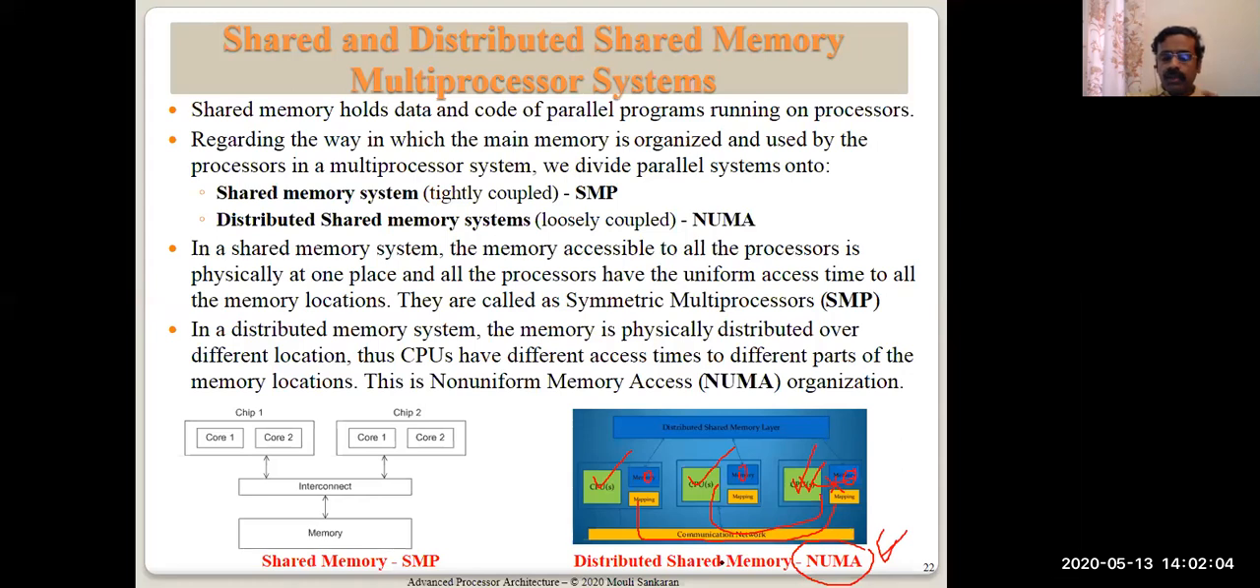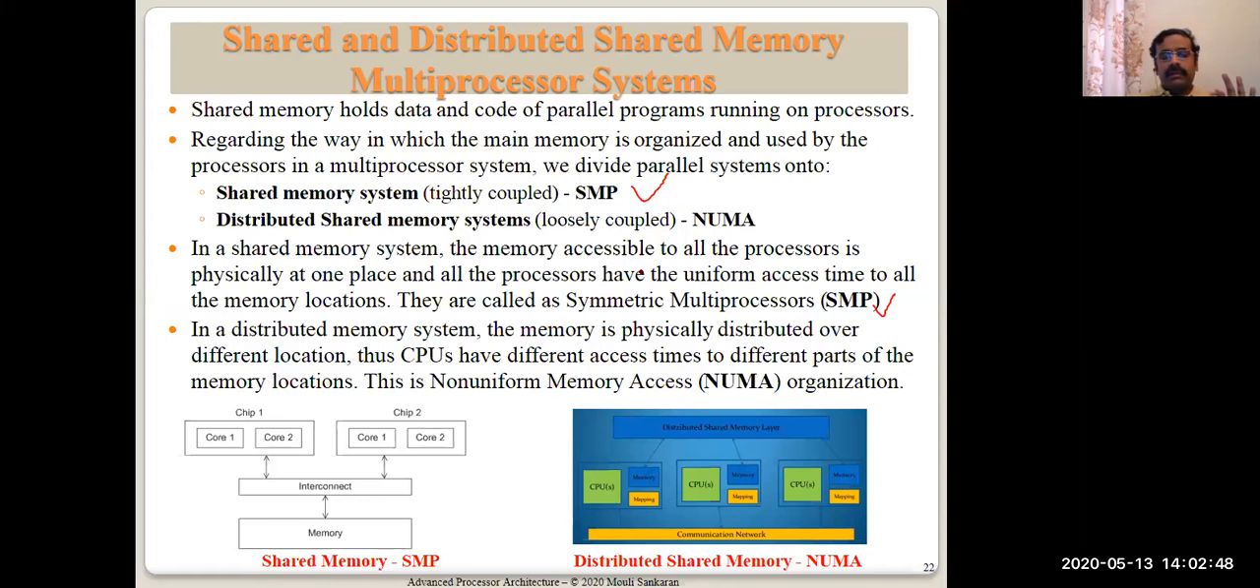So a distributed shared memory architecture will have non-uniform memory access. So it can be categorized as a non-uniform memory access organization. So NUMA is one way of categorizing distributed shared memories. Okay, so I am introducing too many words: distributed shared memory, and non-uniform memory access. But if you understand the concept, it's easy to understand.